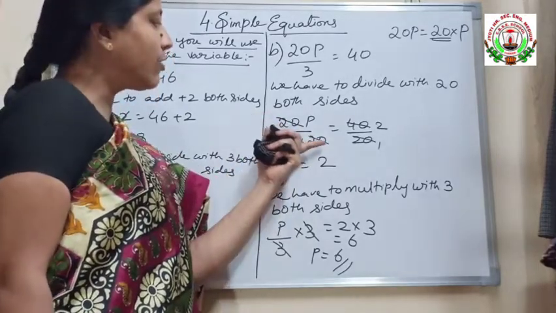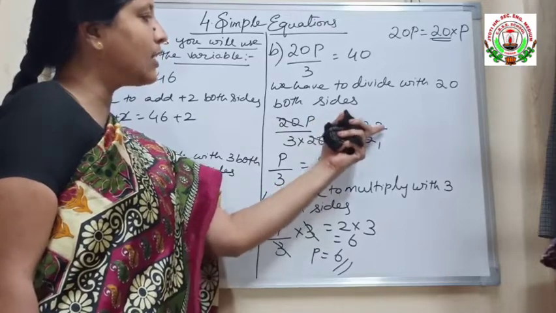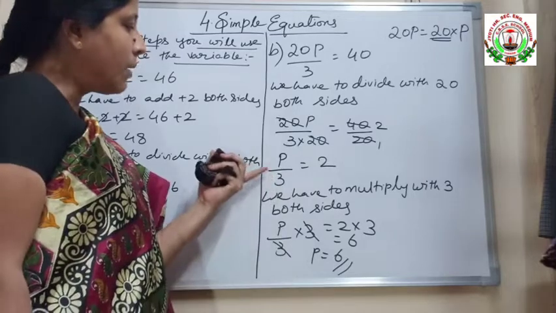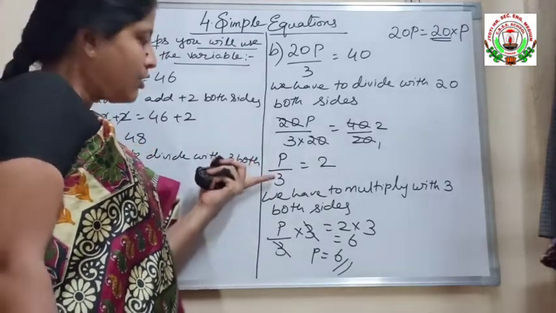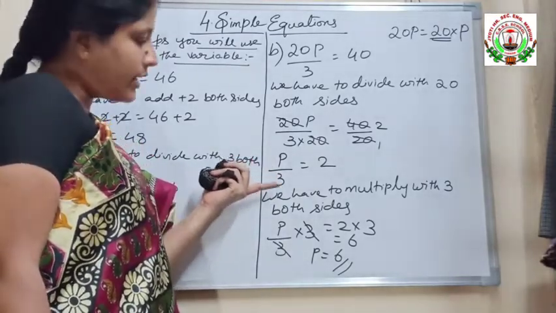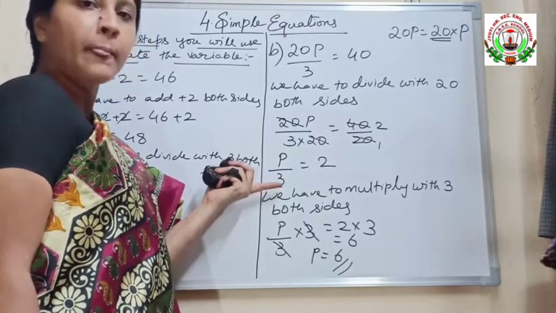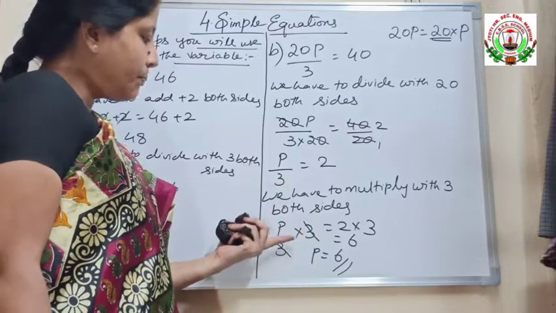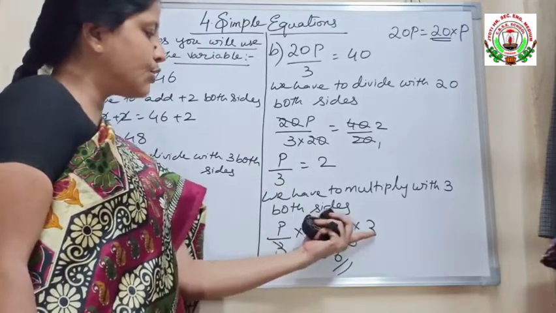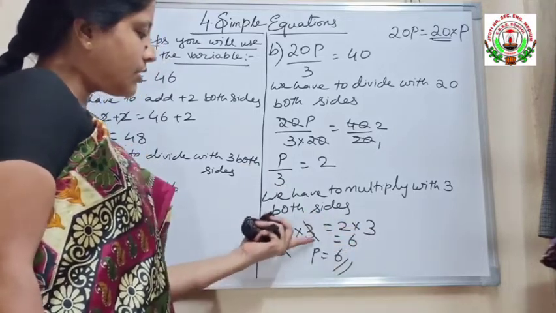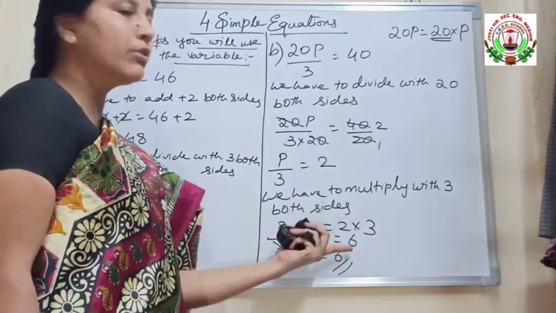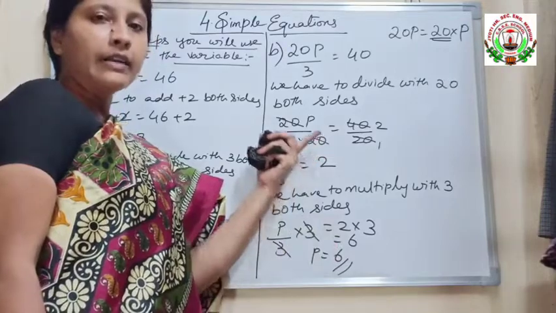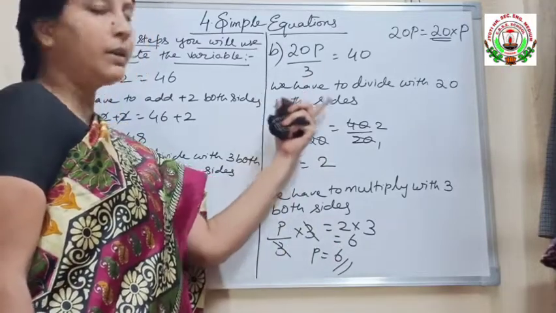So 2 got cancelled. I have got the answer as p by 3 is equals to 2. I want the value of p, so I have to remove this 3 also. Here 3 is in the denominator, that is in the division part, so I have to multiply with 3. So p by 3 into 3 is equals to 2 into 3. This 3 got cancelled and I have got p is equals to 2 into 3, 6. This is one type of finding the variables.